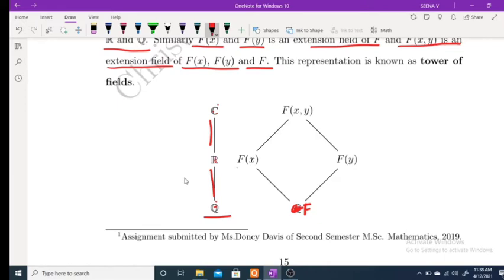F(x) is an extension field of F, F(y) is an extension field of F, and F(x,y) is an extension field of both F(x) and F(y). Also it is an extension field of F. This figure is called a tower of fields.